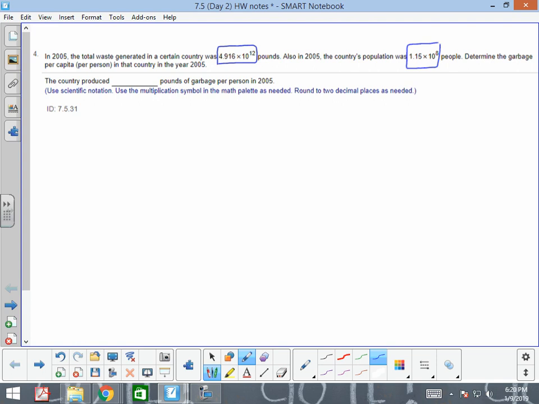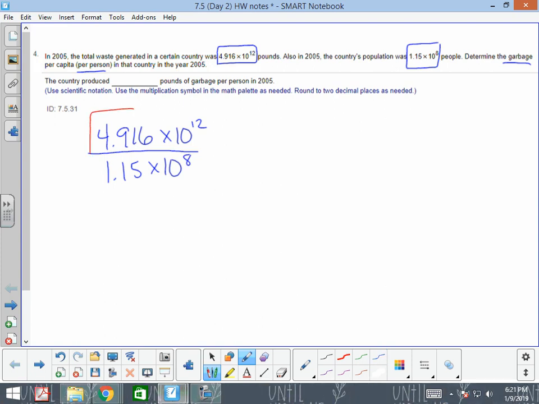Okay, so the amount of garbage is going to go on top because it says garbage per capita, which means garbage per person. So the amount of garbage is 4.916 times 10 to the 12. We're going to divide. Remember that the word per means divide. So we're dividing by the number of people, 1.15 times 10 to the 8th. Using your calculator, divide 4.916 by 1.15. So put 4.916 in your calculator first, divided by 1.15, and you get a big long decimal.